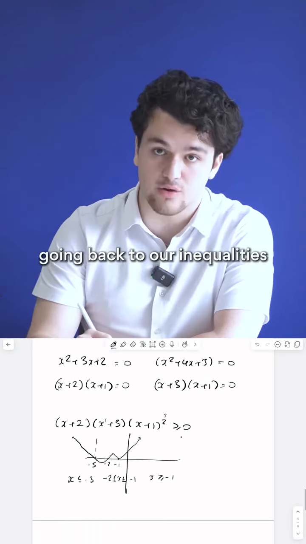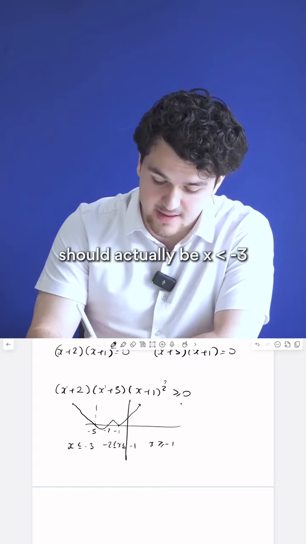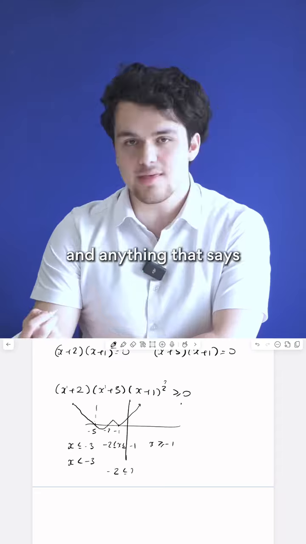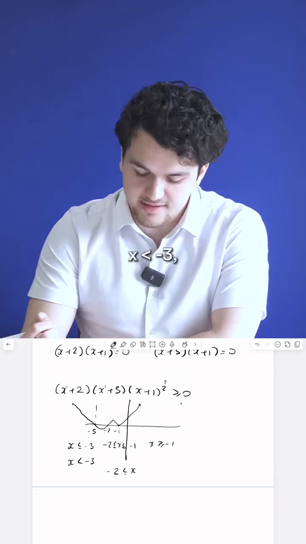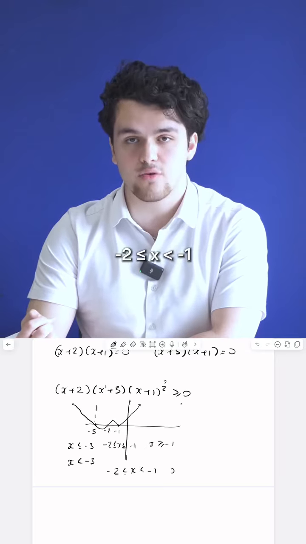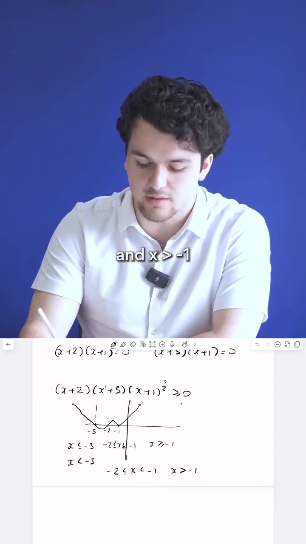So, going back to our inequalities, we can see that our x is smaller than or equal to negative 3 should actually be x is smaller than negative 3, and anything that says x is equal to negative 1 should be removed. Our answer will end up being x is smaller than negative 3, x is greater than or equal to negative 2 and smaller than negative 1, and x is greater than negative 1 for our final answer.